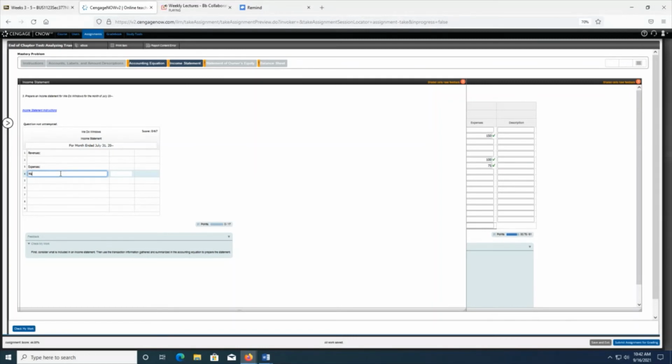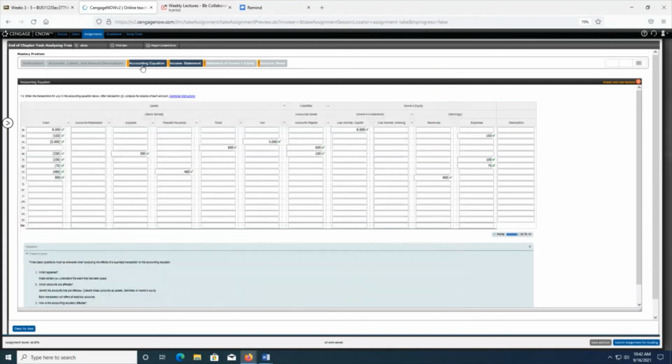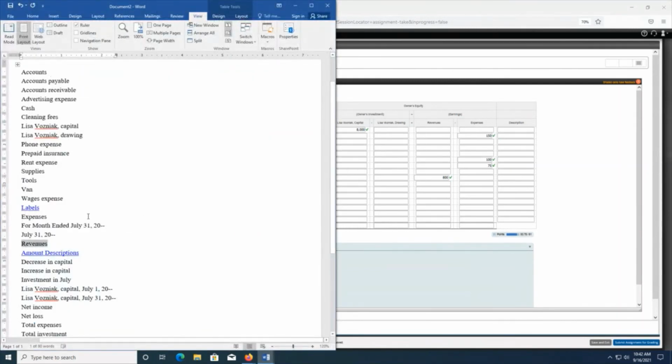Because let's say I put wages expense and put that amount. So here on the revenues, it wants that. And the only thing that we had that was the revenue was the cleaning fee. You can actually go back to the accounting equation and see that the only thing we put in for revenues was the cleaning fee, and in the chart of accounts, that was the only fee. Okay. In expenses, however, we have advertising expense, the phone expense, rent expense, and wages expense. So we have four of those.